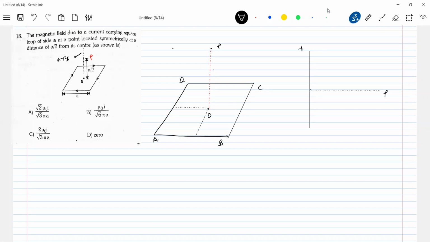This is P, this is A, this is B. Convert it to a 3D diagram, no? So try to solve this problem in 2 different planes. It'll be easy for you. This will be A by 2, A by 2. And O will not come here.